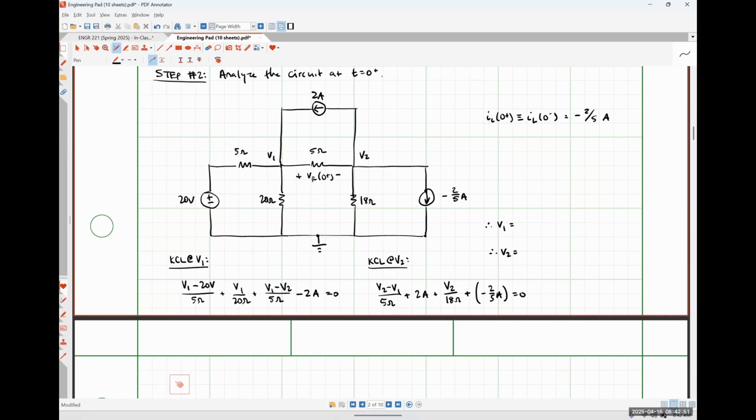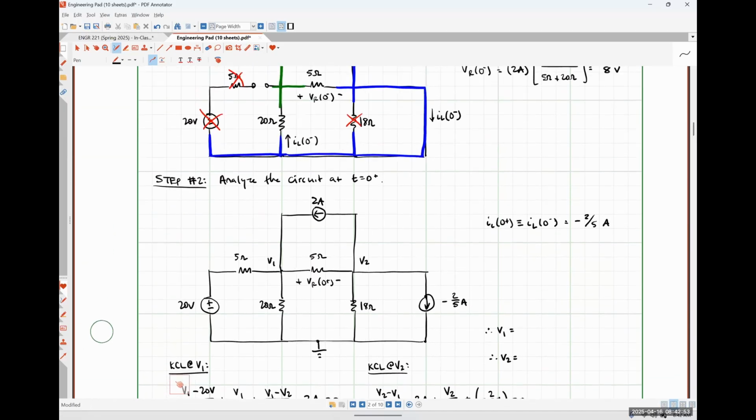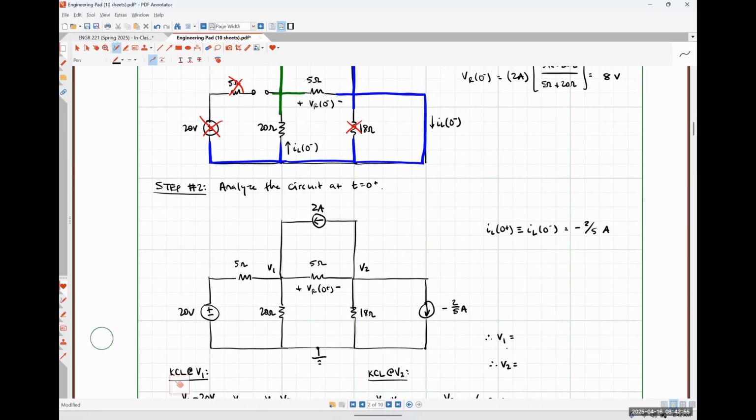Just to be clear, because if you were asking a question about it, somebody else might have missed it. The arrow for this current source is down because IL at 0 minus was defined to be down. Right, so it has to have the same magnitude and direction from 0 minus to 0 plus. All right, so solving this system.